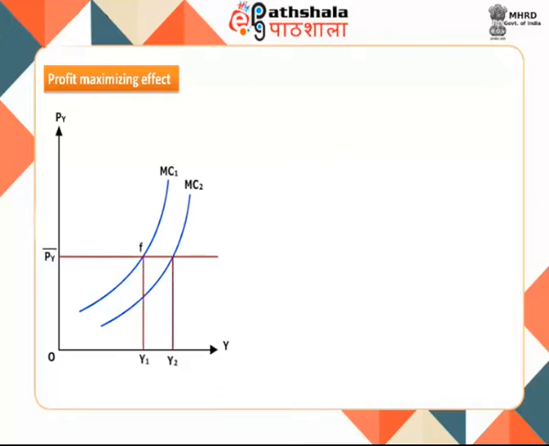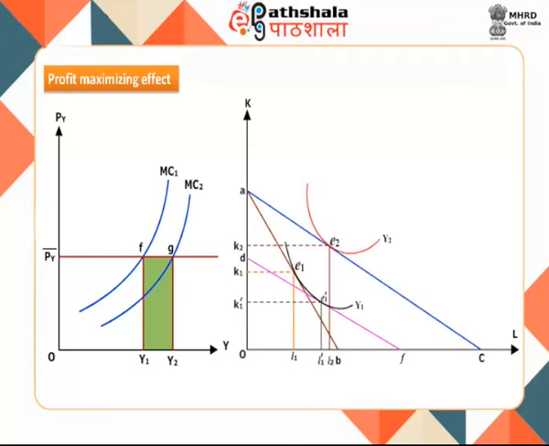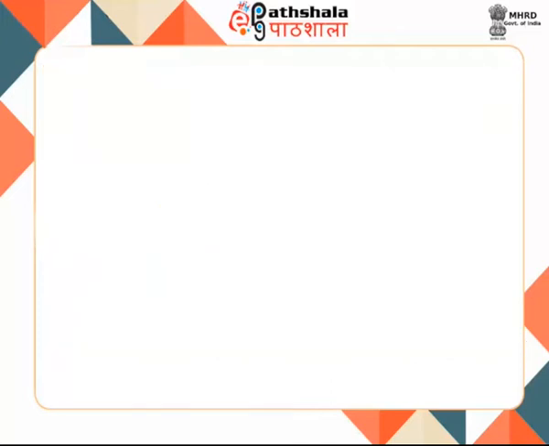The shaded rectangle FY1, Y2G is the additional expenditure made by the firm to attain the profit maximizing level of output Y3. This additional expenditure due to profit maximization is shown by the parallel upward shift of the isocost line AC to A-C'. The final equilibrium point. Now we will show how these three effects help us derive the labor demand curve.